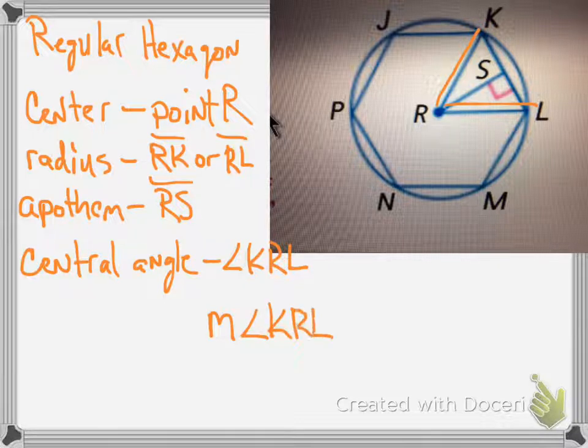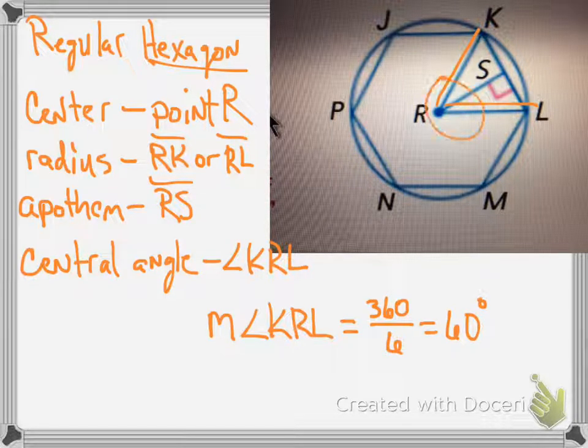And to find the measure of that angle, all you would have to do is take 360 and divide it by the number of sides, which is 6. And so that would be 60 degrees. So that means right here, that is 60 degrees. Fairly simple, I know.